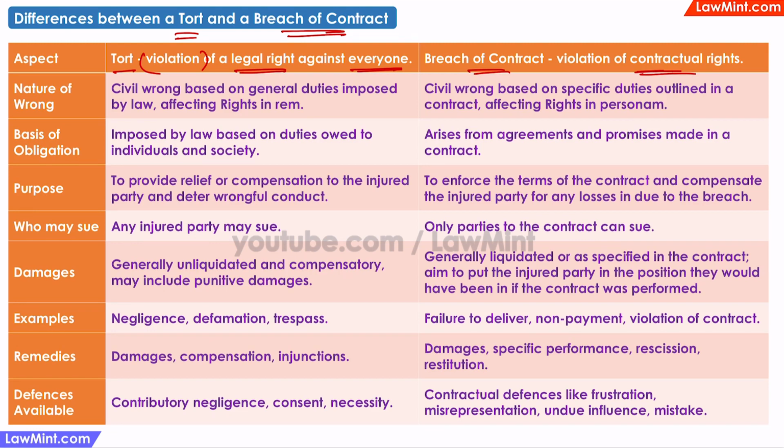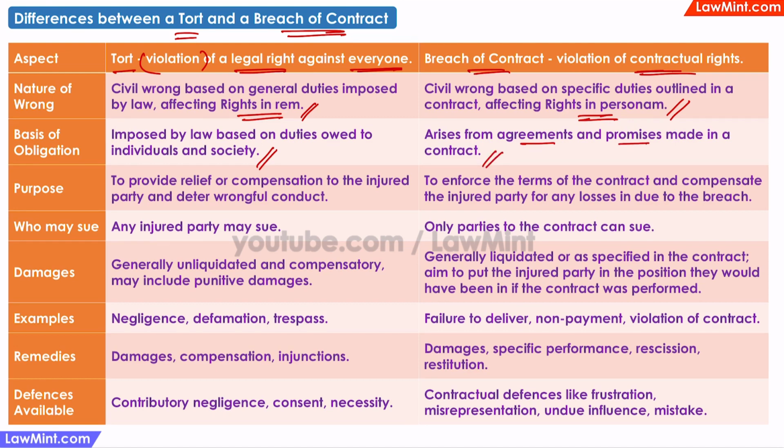Now, tort is a civil wrong based on some general duties imposed by law, which affects the right against the world, that is, rights in rem. Whereas breach of contract is a civil wrong based on specific duties outlined within a contract, affecting rights against specific persons, that is, rights in personam. Torts arise out of duties that are imposed by law and owed to individuals and the society as a whole, whereas breach of a contract arises from the agreements and the promises made within a contract.